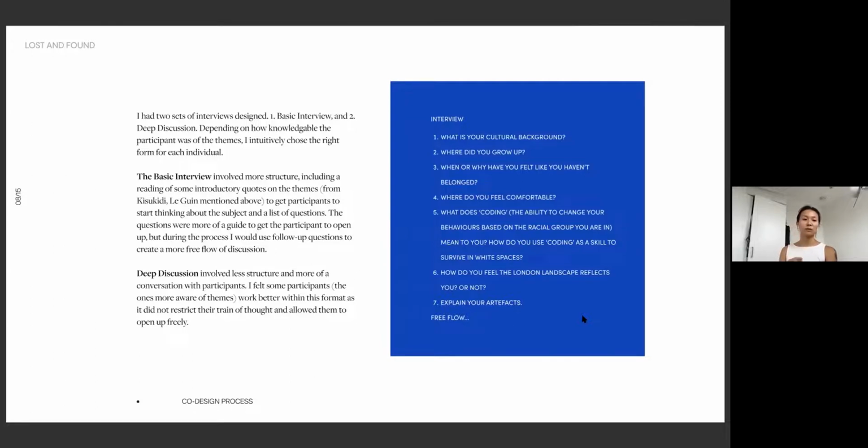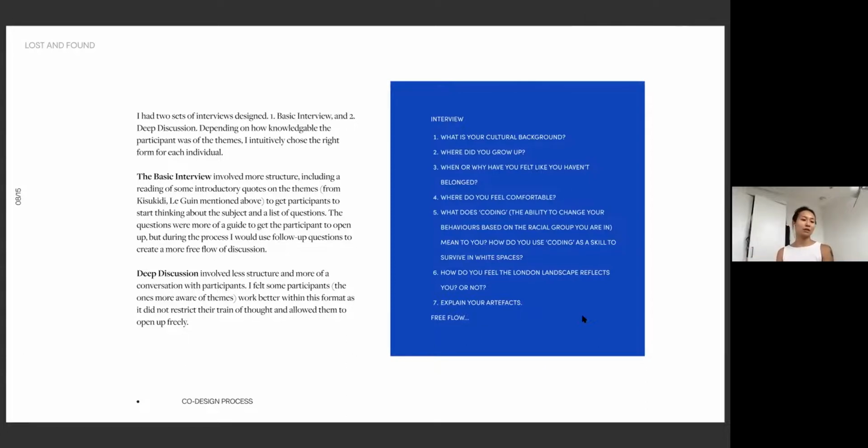The first one was a basic interview, which involved more structure, and it included some introductory quotes on the themes from Kisukidi, Le Guin, and some other writers and thinkers. From there, I would prompt the participant with questions, using follow-up questions, and it would become a free flow discussion. What I really wanted from this process was to create something that allows people to talk about their personal, maybe traumatic experiences in a comfortable way.